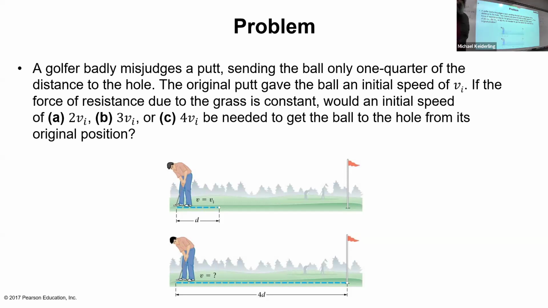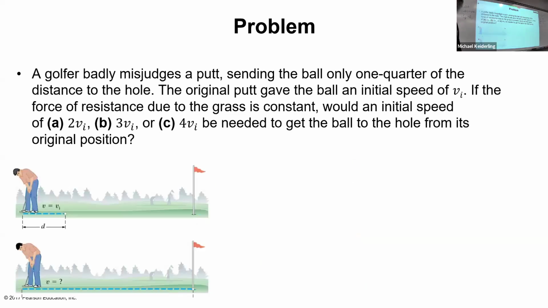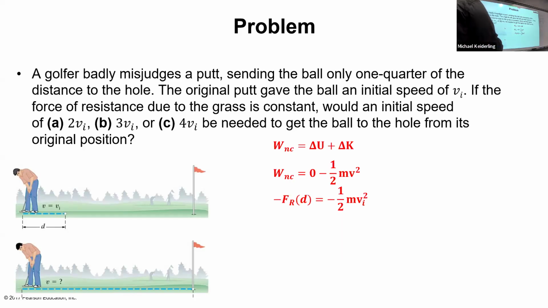So this is really basically just a work problem. Work non-conservative is equal to the change in potential energy plus change in kinetic energy. The height doesn't change, so there's no change in potential. So it's just change in kinetic. So the non-conservative work is minus 1/2 mv squared. So that's minus the resistance force times the distance is minus 1/2 mv initial squared. And then in our second case, the resistance force times 4d is minus 1/2 mv final squared.